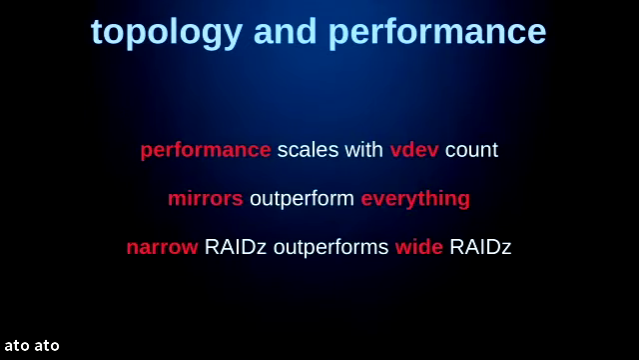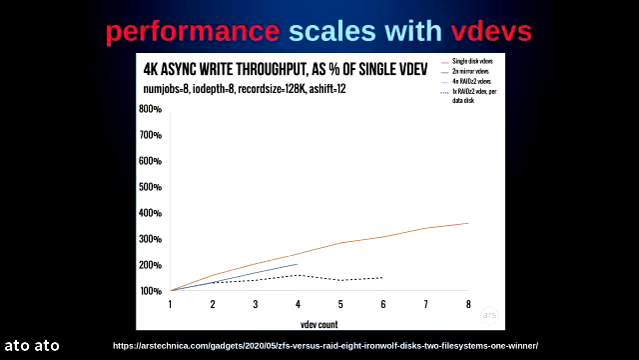All right. Performance does not scale with the number of disks in your system. It scales with the number of VDEVs. That means that mirrors outperform everything else because you have more VDEVs for the same number of disks and because you're not splitting your records into these teeny tiny chunks. They're going intact onto the individual drives. And this is the thing that breaks people's brain. And it's not just ZFS. This is conventional RAID also. Narrow stripes outperform wide stripes.